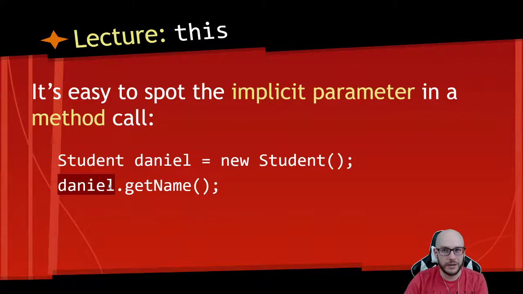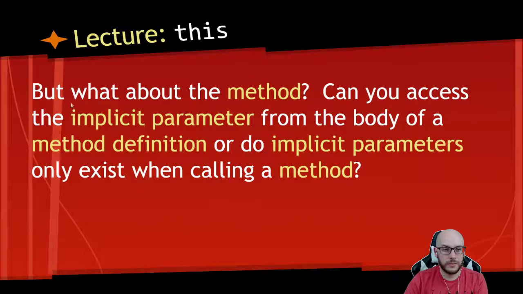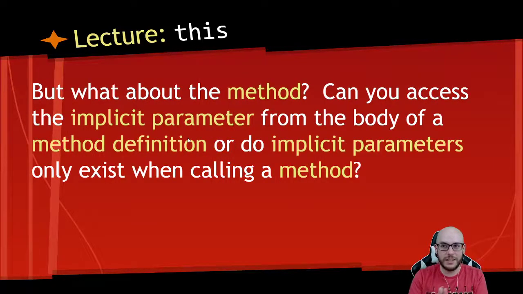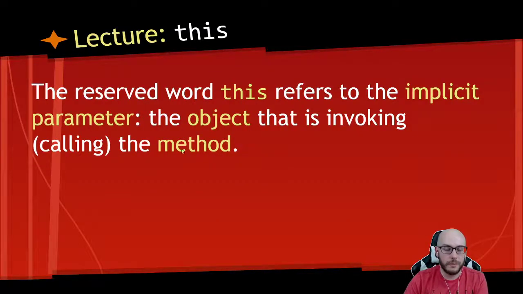But keep in mind, there are kind of 2 separate sides to a method. We have the method call, which is where we actually tell it to execute, but you also have the method definition. How about in the method definition? Can you access the implicit parameter from the body of a method definition, or do implicit parameters only exist when calling a method? So whenever we define a method, we actually write down the names of our explicit parameters. Those exist in the method header. What about the implicit parameter? How do you refer to it?